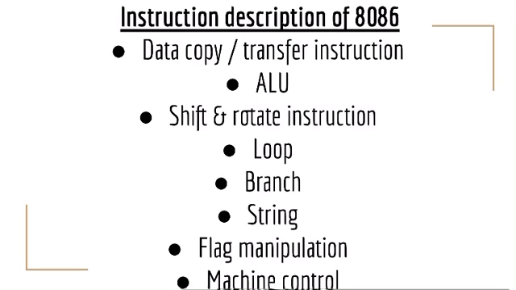This instruction shifts each bit in the specified destination to the left, and 0 is stored in the least significant position. The most significant bit is shifted into the carry flag. The destination can be a byte or a word. It can be a register or a memory location. So next we have the loop instruction.